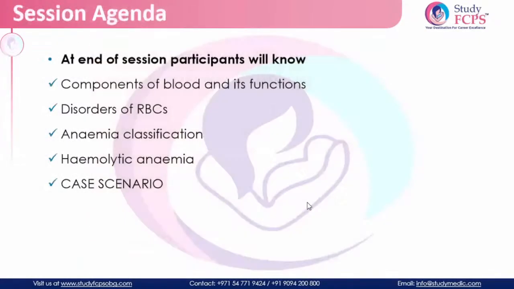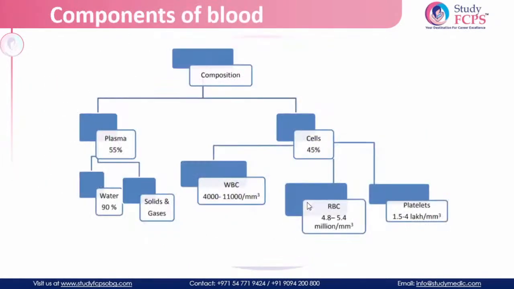Coming to the session agenda, today we will cover initially the components of the blood and its functions. We will briefly see what are the disorders of RBCs and anemia classification. Then we will have a detailed look at hemolytic anemias, and we'll discuss a case scenario at the end related to today's topic. So let's just start with the components of blood.